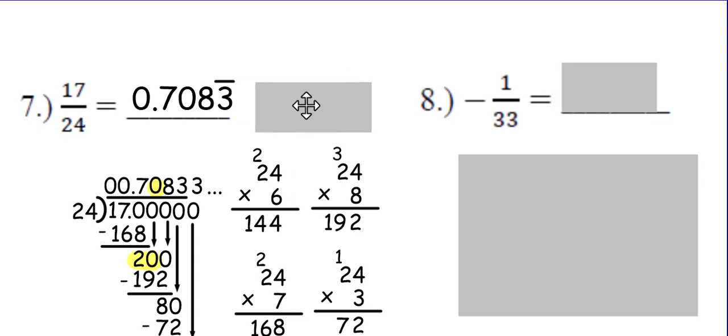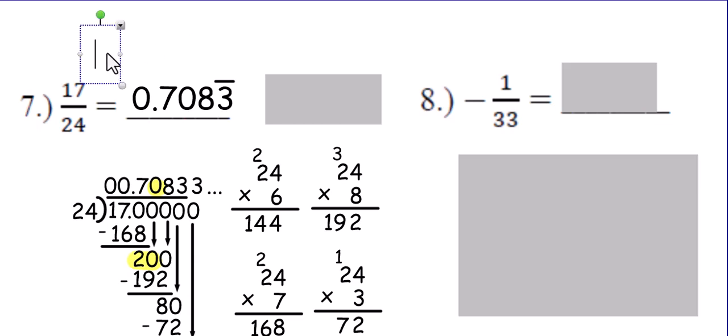We're going to write this one as 0.7083 with a bar just over the 3, since that is the only digit that repeats. So this is a repeating decimal for us, but it does not repeat until we get to that 3.